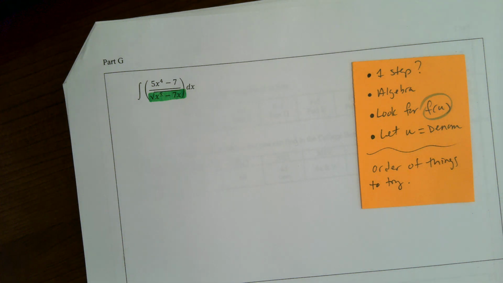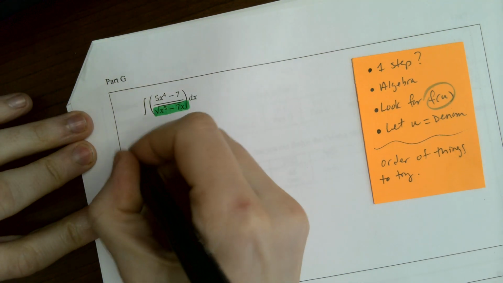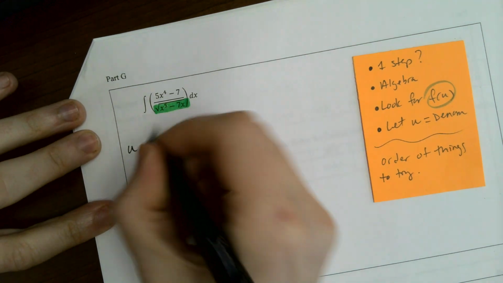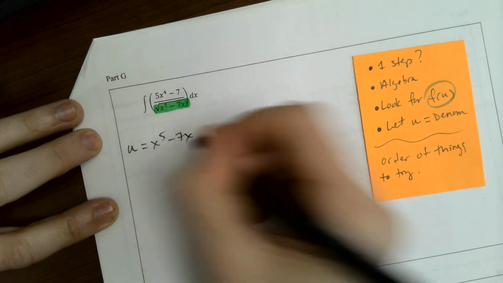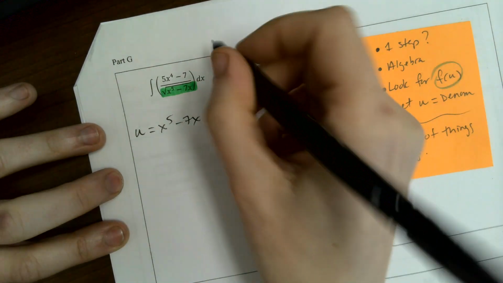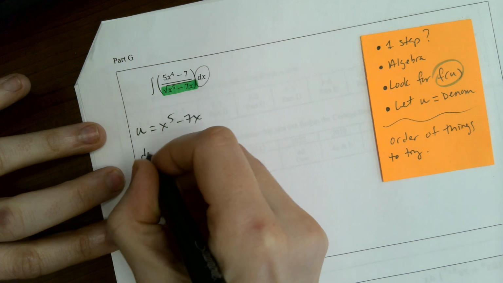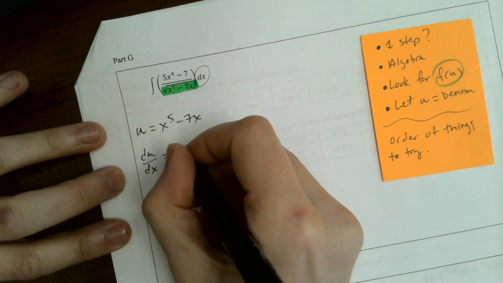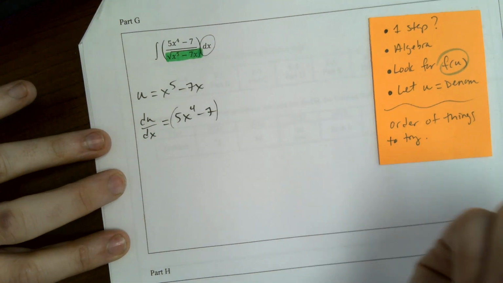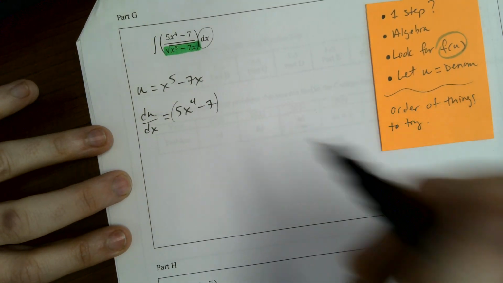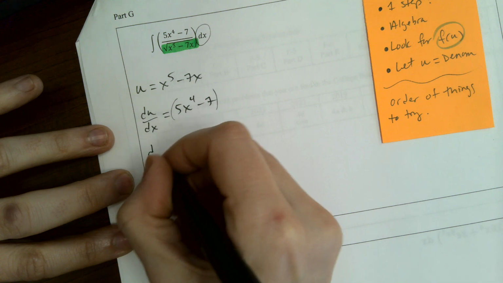And what is underneath the denominator, I'm sorry, what's underneath the radical, is going to be my u. So I'm letting u equal x to the 5th minus 7x. And I'm going to change that later. du/dx is 5x to the 4th minus 7. All right, I'm going to multiply both sides by dx and then divide by that binomial.